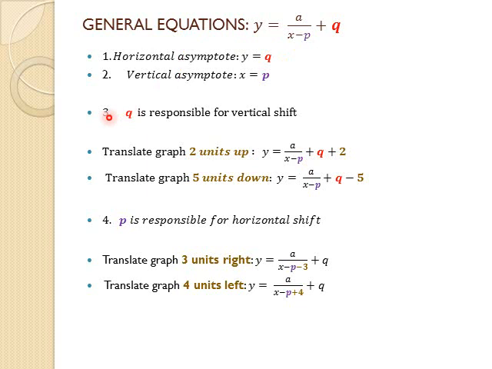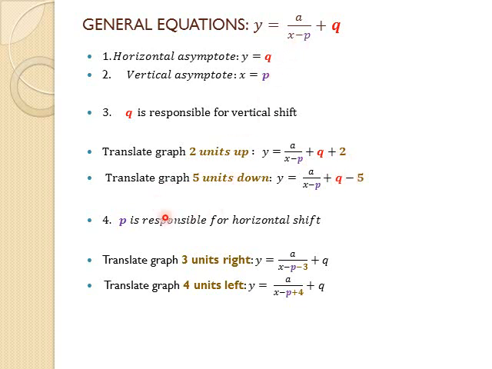Number 3, we need to know q is responsible for vertical shift, meaning if I want to move the graph up or down. If we say translate the graph 2 units up, my equation would become plus 2. Translate the graph 5 units down, my equation will become minus 5 for the q value.